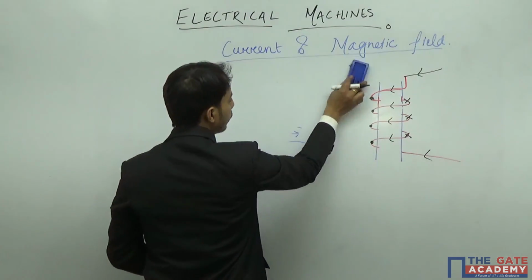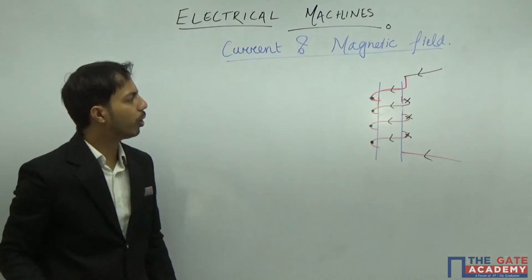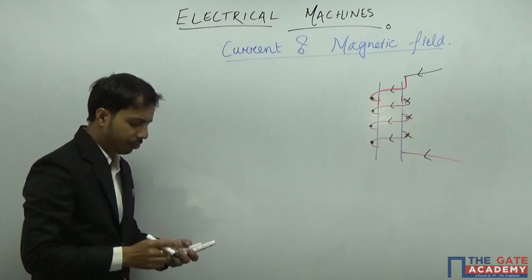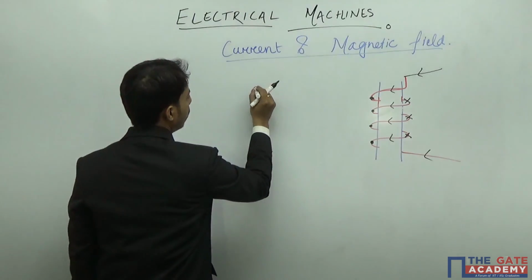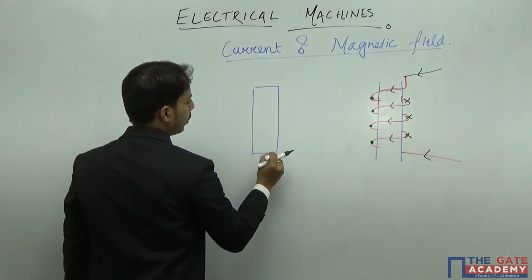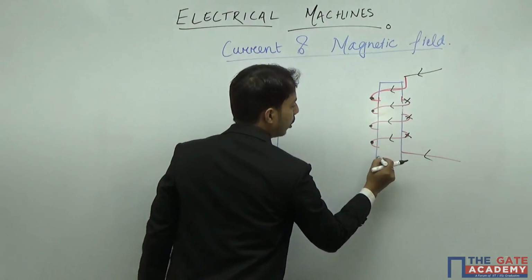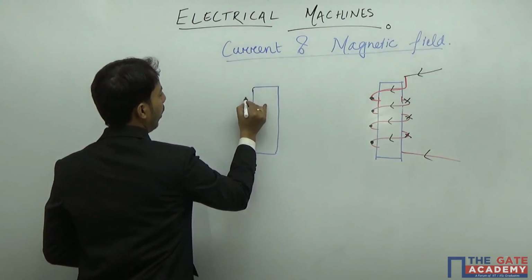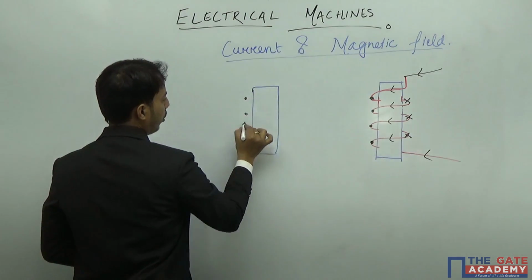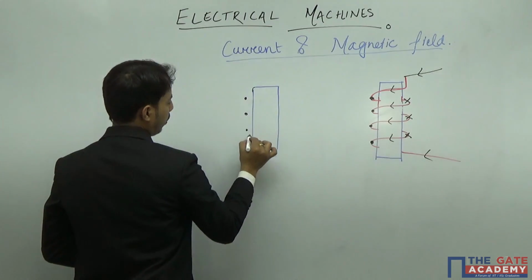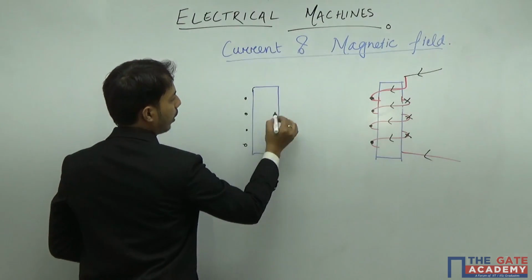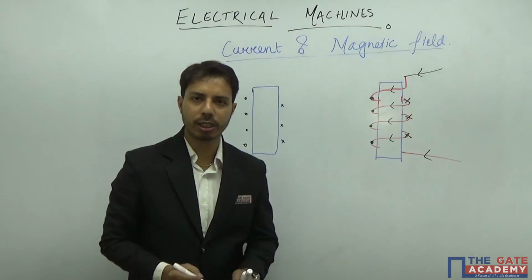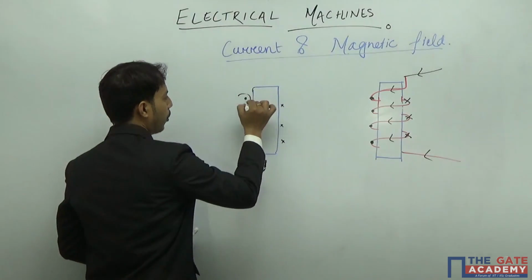So this is what is happening. Now that means I can say that if there is a bar here, this bar is nothing but this particular bar. So what is happening around this bar is, I am having dot and I am having cross. The direction of currents is something in this way. Okay.